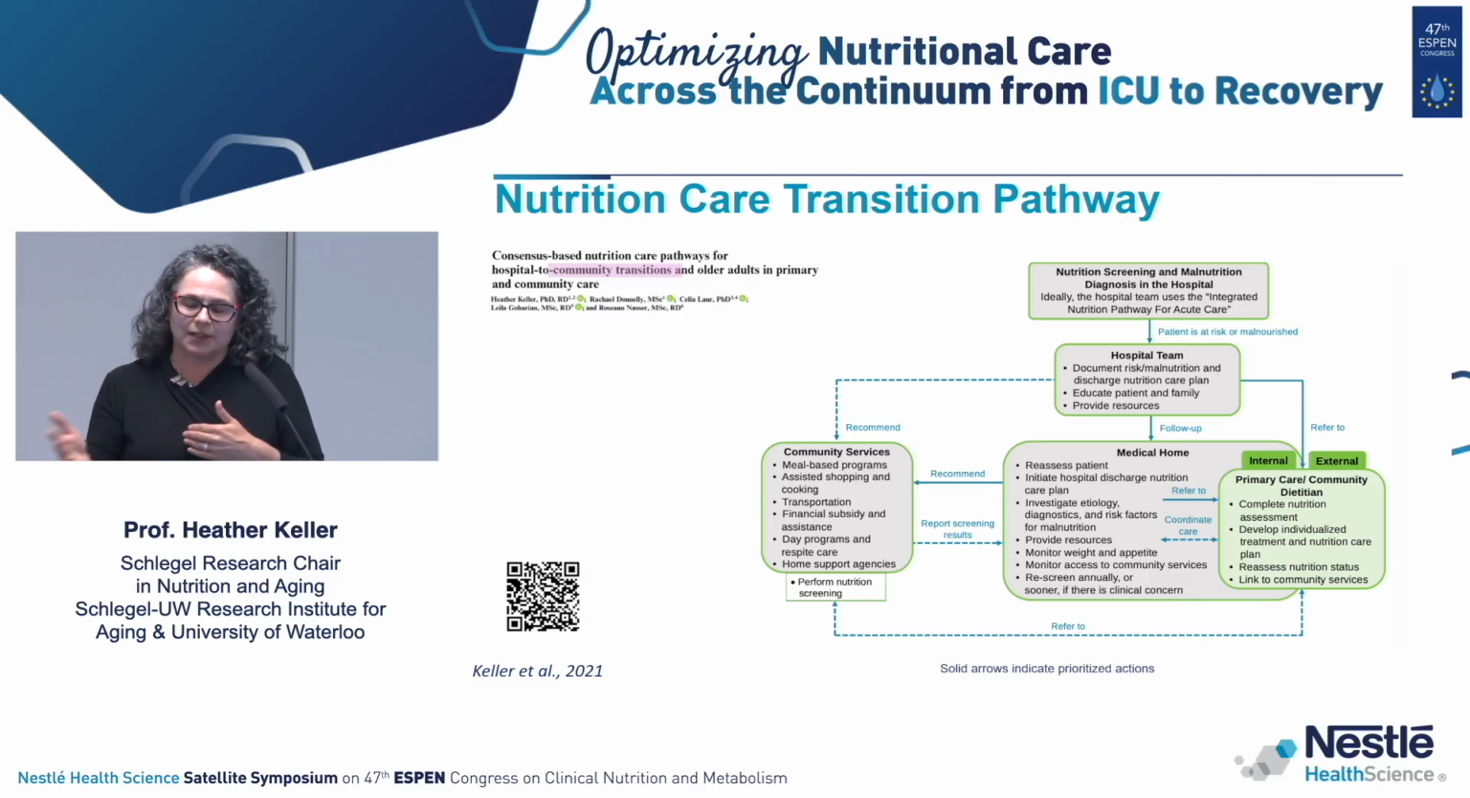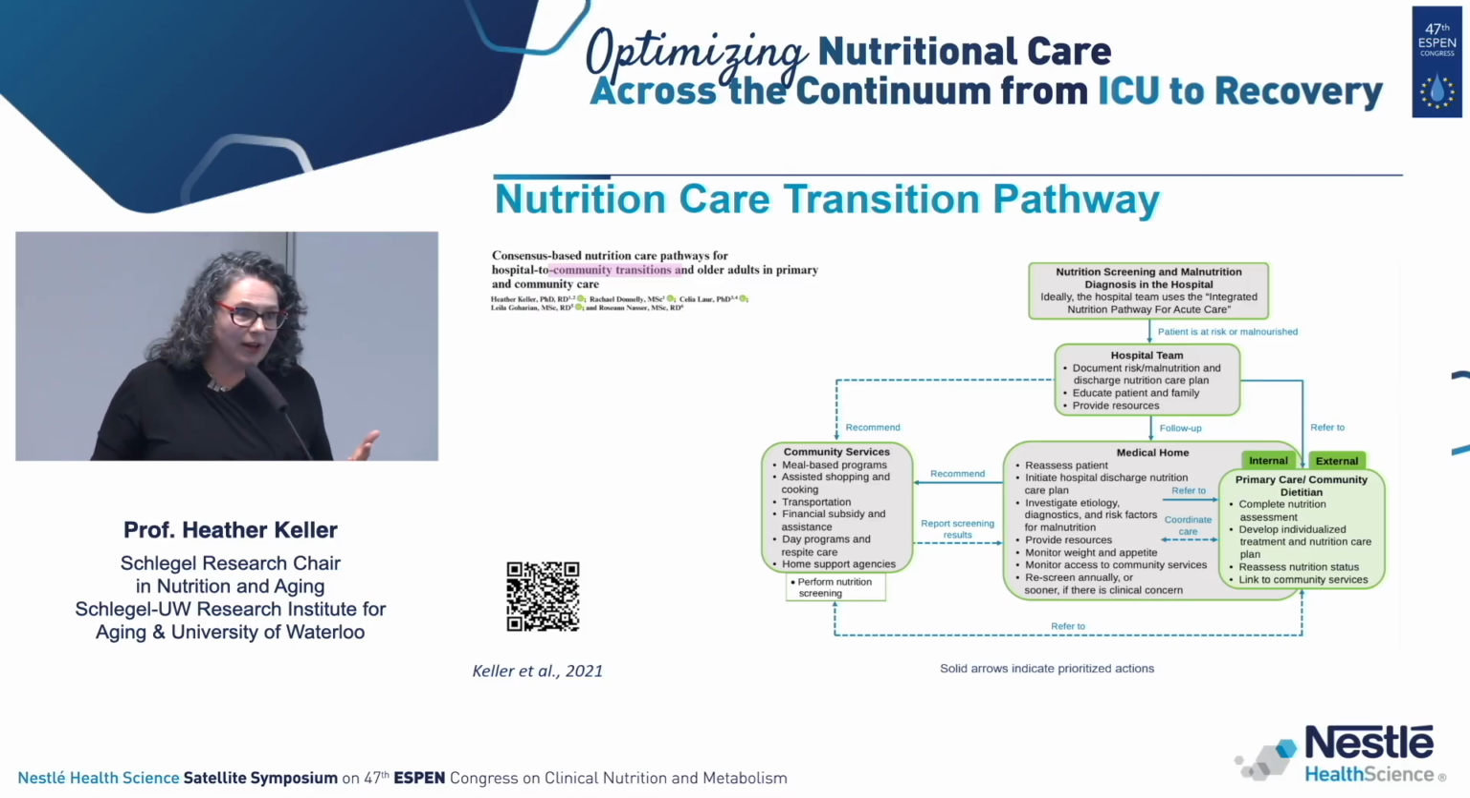And then we said, this is basically the pathway of care that we need to be following in this post-hospital discharge period. So the idea that whatever happens to people in hospital, you need to think about the hospital team doing that documentation of risk and malnutrition, doing that discharge nutrition care planning, educating the patient and family, and providing them with resources to get hooked up to things in their own community, such as Meals on Wheels programs, congregate dining, food access programs like grocery shopping, other things like that.